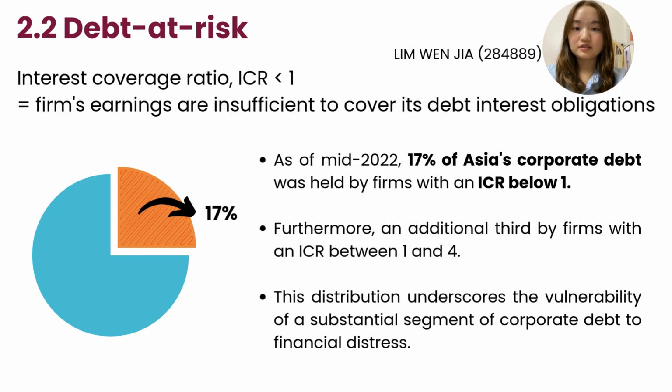2.2 Debt at risk. As we all know, an interest coverage ratio (ICR) of less than 1 indicates that the firm's earnings are insufficient to cover its debt interest obligations. As of mid-2022, 17% of Asian corporate debt was held by firms with an ICR below 1. Furthermore, an additional third was held by firms with an ICR between 1 and 4. This distribution underscores the vulnerability of a substantial segment of corporate debt to financial distress.